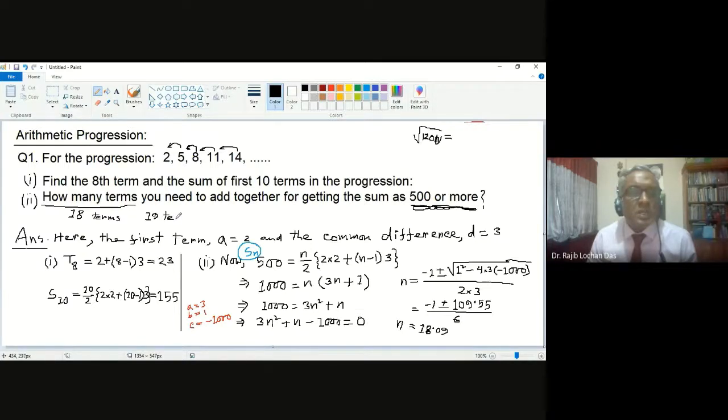You cannot say add eighteen and a half numbers. No, it is not possible. So you can say 19 terms or you can say 18 terms. Right or wrong? You understand what I'm saying?